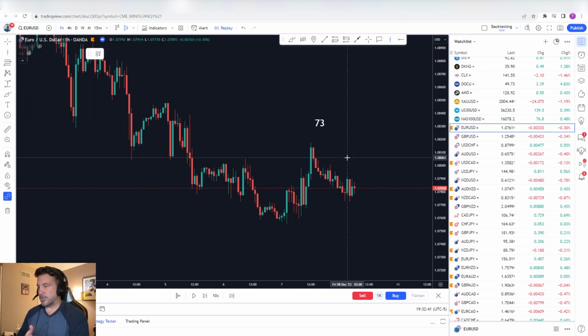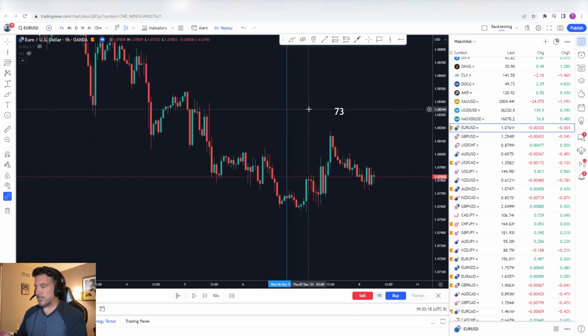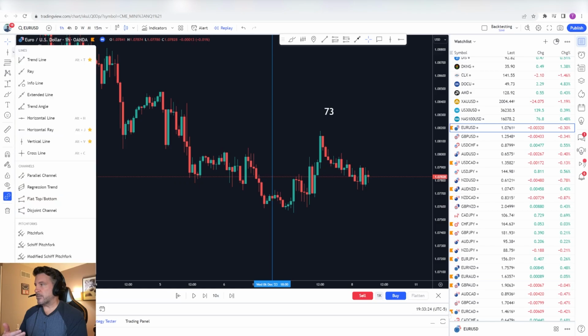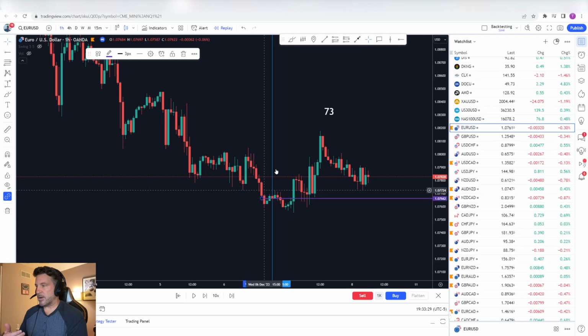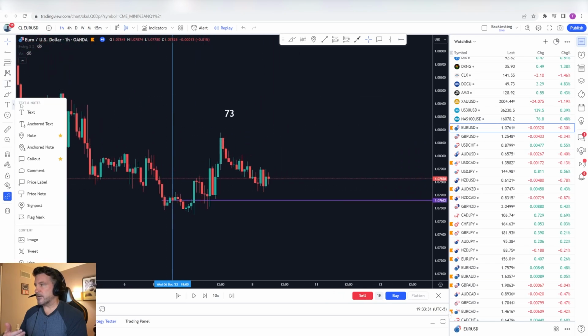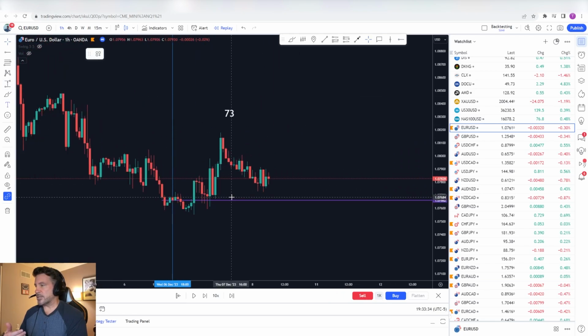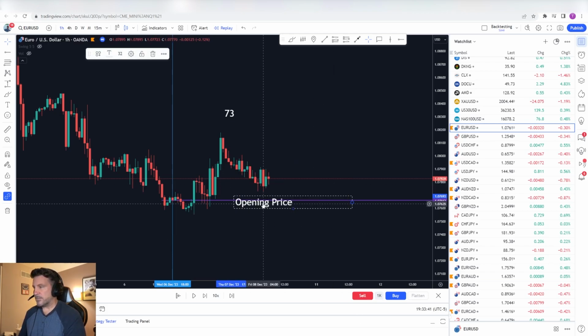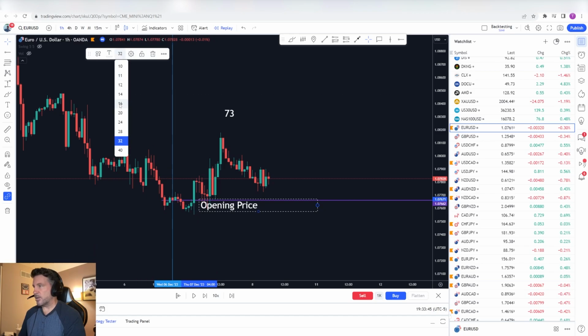So for me that is going to be about 1800, which is 6 p.m. Eastern, after the swap when the market opens back up. That is going to be my opening price, so I'm going to mark that off as a horizontal ray just so I can see it here. Then I'm going to label this as the opening price. Okay, and that is there. Let's make that a bit smaller.